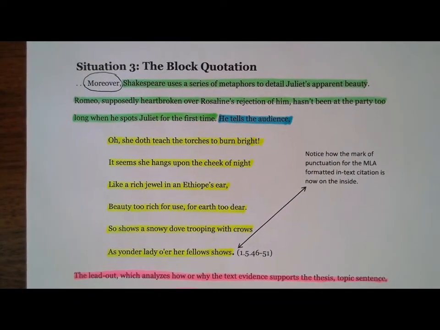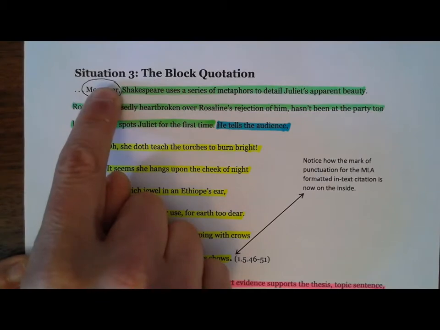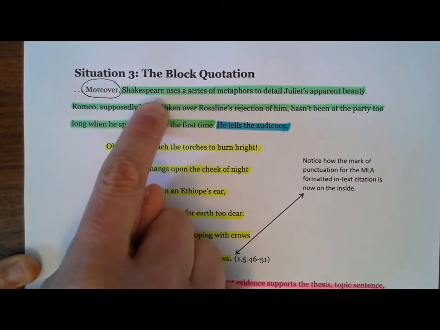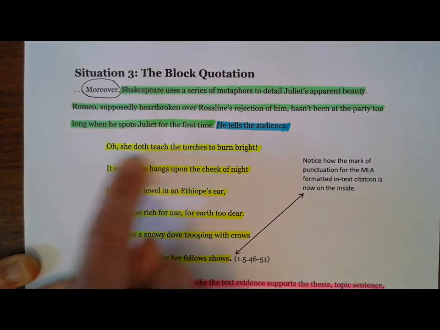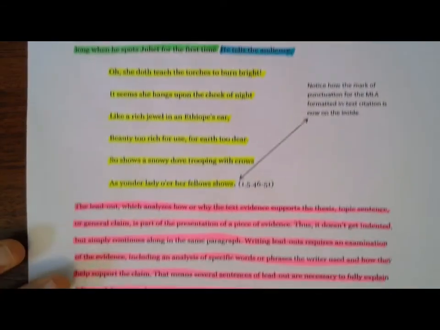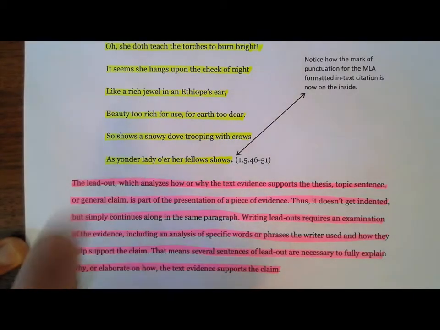Let's see. So here's the block quote. This is situation 3, wherein you have transitioned into, led into, and tagged some words that you would like to present to the reader as text evidence. And then down below, this is the explanation or the lead-out as to why you borrowed that text evidence in the first place. How does it help you?